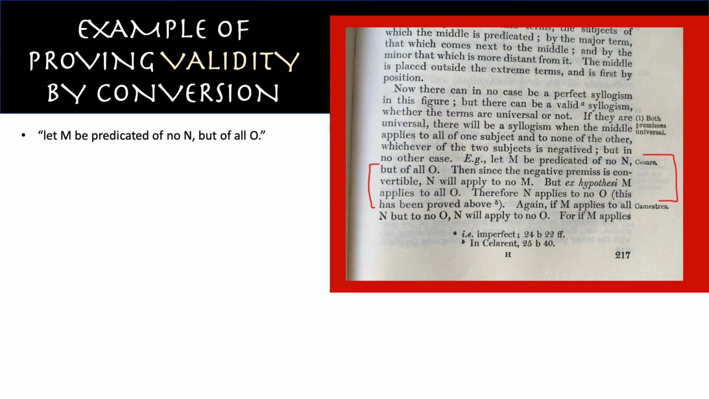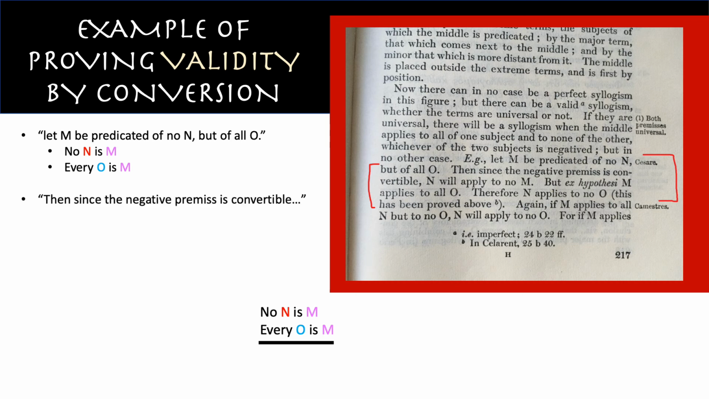Let's look at the part of the quotation we just read. Let M be predicated of no N, but of all O. This is really a short version of two propositions. The two propositions in question are no N is M, that is, let M be predicated of no N, and the other proposition is every O is M. This corresponds to the part of the sentence, but of all O. This gives us two premises from which we may or may not be able to draw a conclusion, namely, no N is M and every O is M.